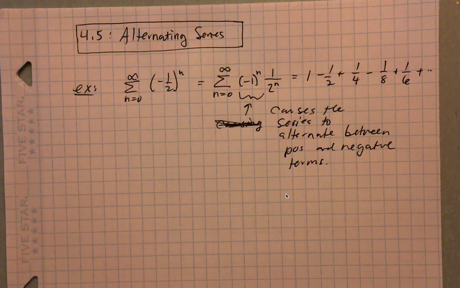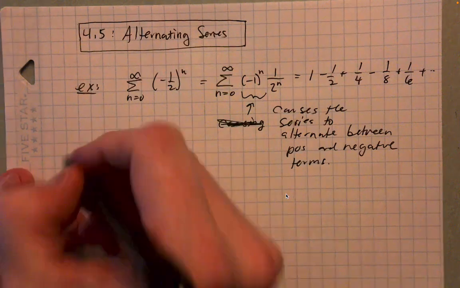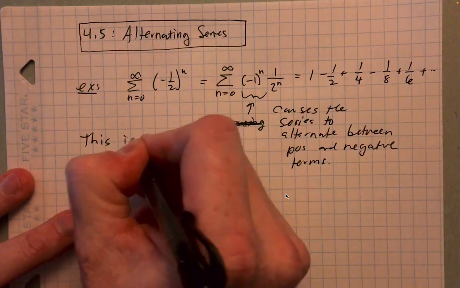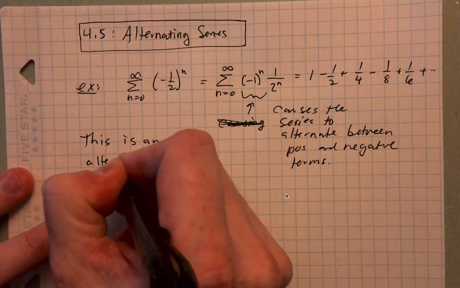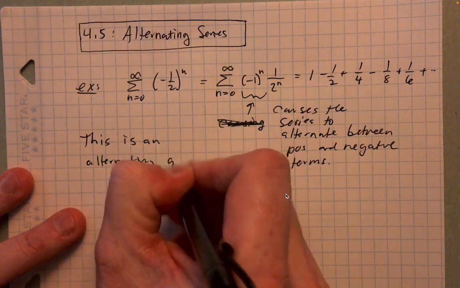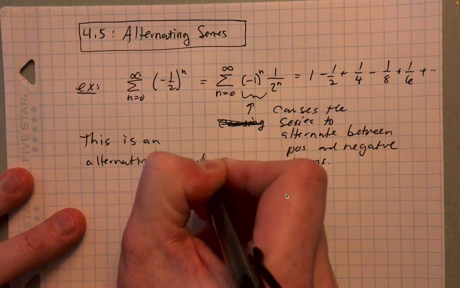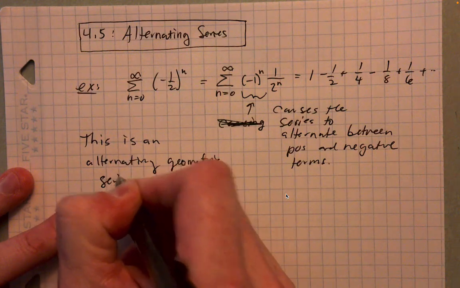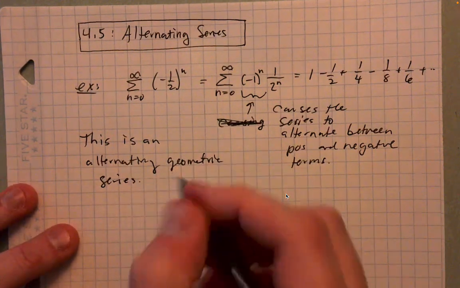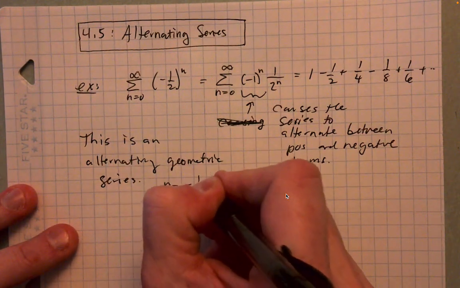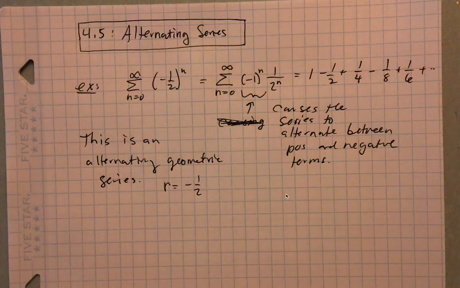This technically is a geometric series that's alternating. So this is an alternating geometric series. All that really means is that r in this case is equal to negative 1/2. The common ratio is equal to negative 1/2.